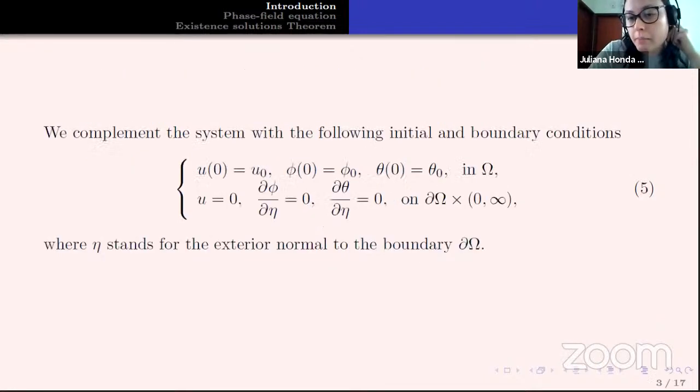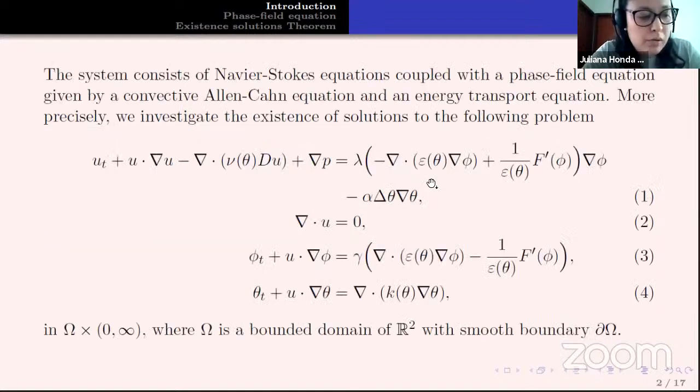We complement this system with the following initial and boundary conditions. So we have the boundary conditions for u and Neumann conditions for φ and θ. The strong nonlinear coupling between those equations, due to the temperature dependence, brings a new mathematical challenge that only allows working in dimension 2.